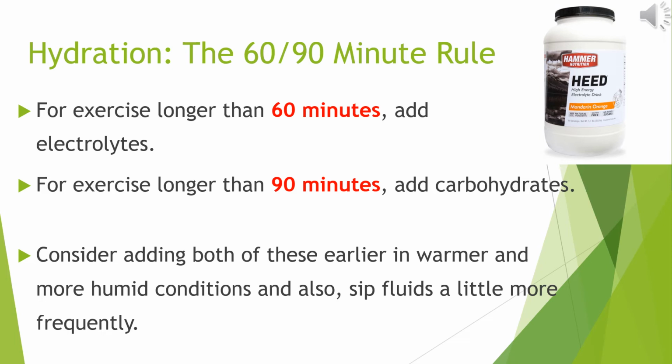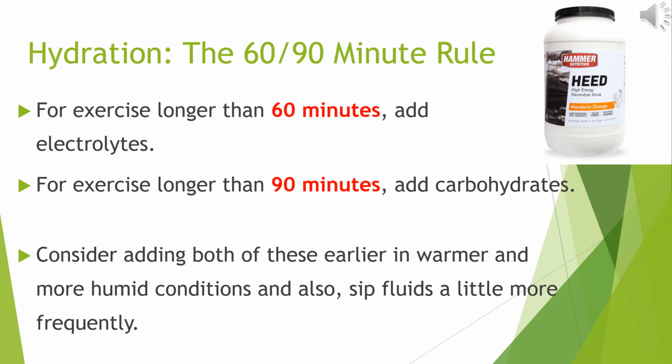This includes, for exercise that lasts longer than 60 minutes, add electrolytes, and for exercise that lasts longer than 90 minutes, add carbohydrates. This doesn't mean that we should wait until 60 or 90 minutes to start, but we should make sure that any exercise that lasts longer than this includes those things. So if we're exercising for 75 minutes, 10-15 minutes in, it'd be a good idea to start sipping an electrolyte drink.